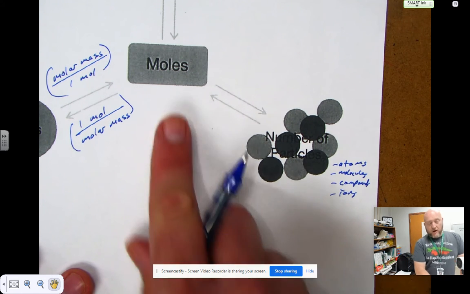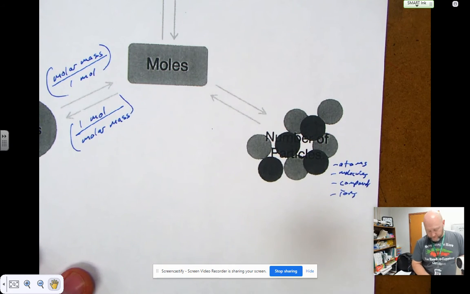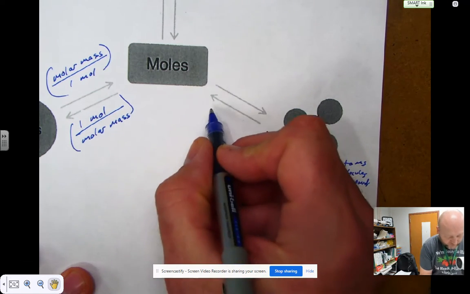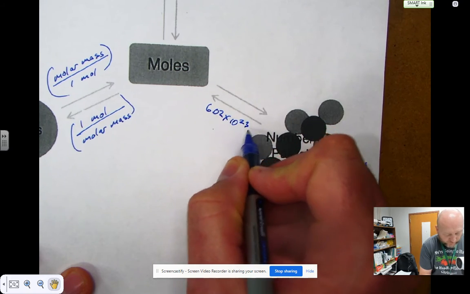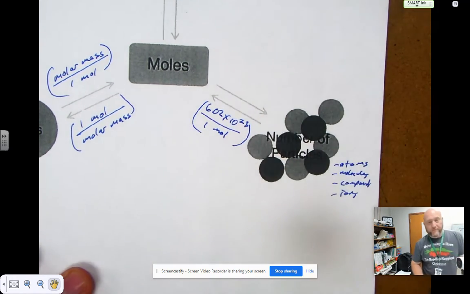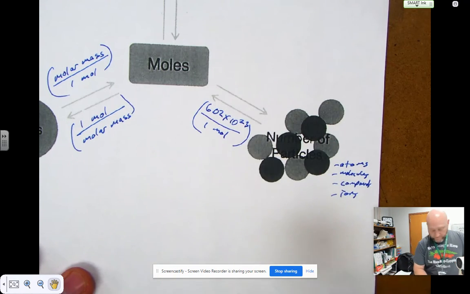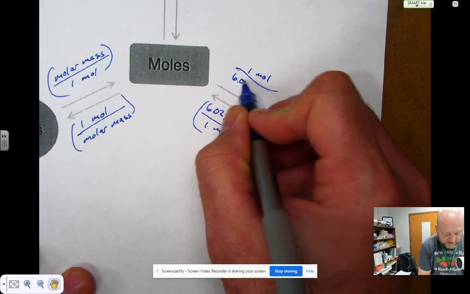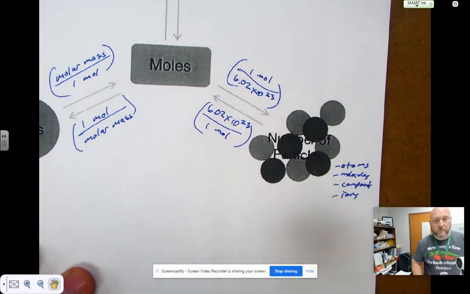And to do that, since we are comparing everything back to the mole, we're going to use Avogadro's number. So going from the mole, counting the number of particles, we're going to use 6.02 times 10 to the 23rd particles in every 1 mole. But if we're going from particles over to moles, then we're going to use 1 mole divided by 6.02 times 10 to the 23rd particles.